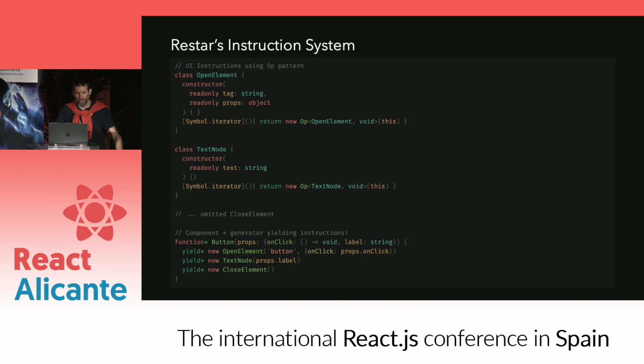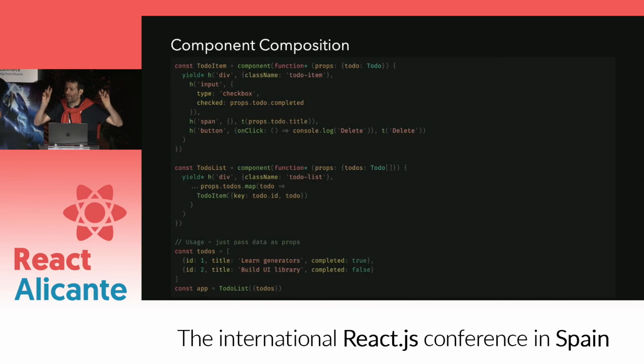A button, for example, yields the open element, and then yields a text node for the label, and then yields a close element to close the element. And again, this is just a generator that's yielding instructions. And this button component can also maybe be more generalized in an H function, and that will basically yield those three instructions for us, and will also take children, exactly like in JSX.